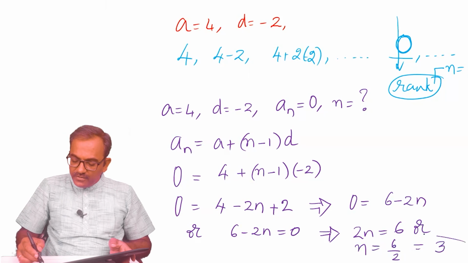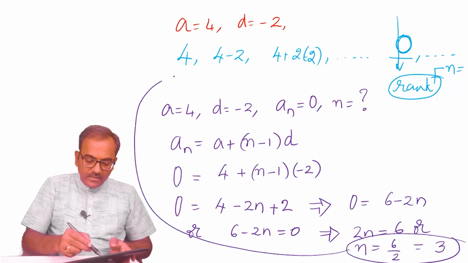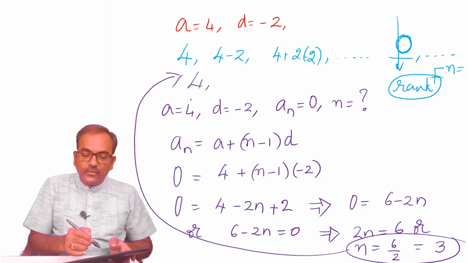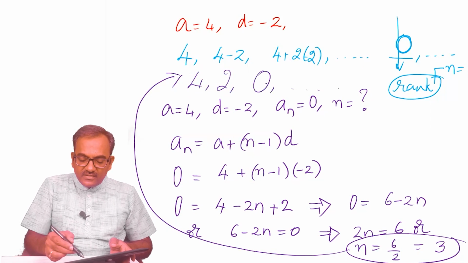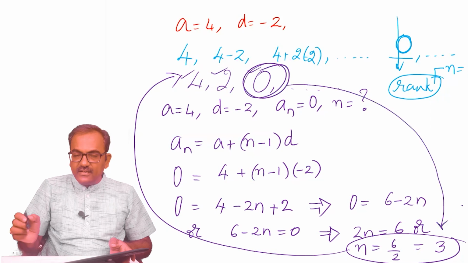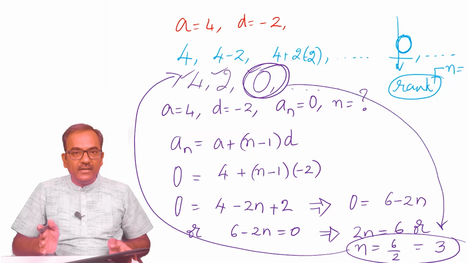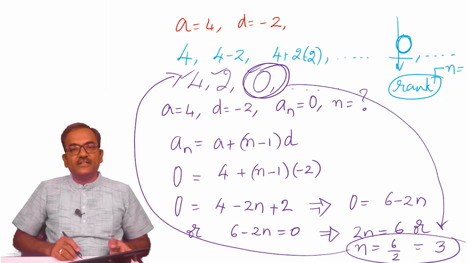So what do you infer from it? You can easily infer that. Now let me simplify this. The first term is 4, the second term is 2, and the third term is 0, and so on. 0 is here, first, second and the third term. The third term is itself the 0. So this is how you can verify the answer that you have already got through the procedural methods.